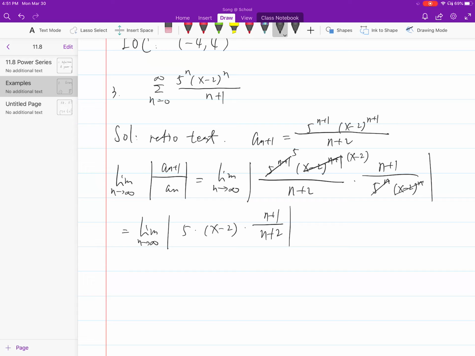Now, what's the limit of this part when n goes to infinity? The leading terms give us 1. The other two parts don't have anything to do with n, so we'll just keep them. That's what we have.